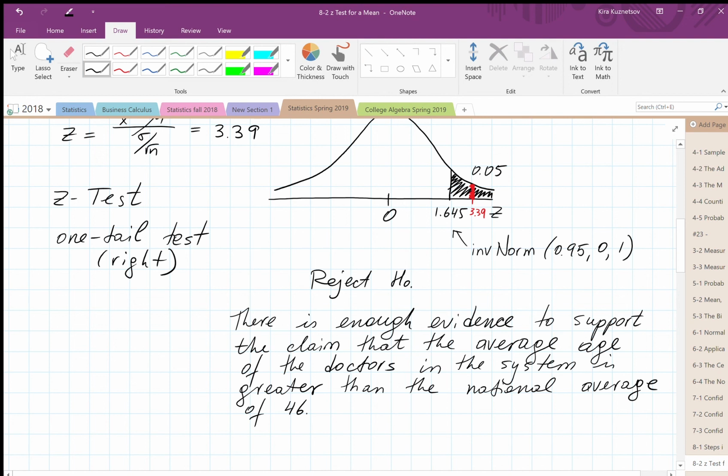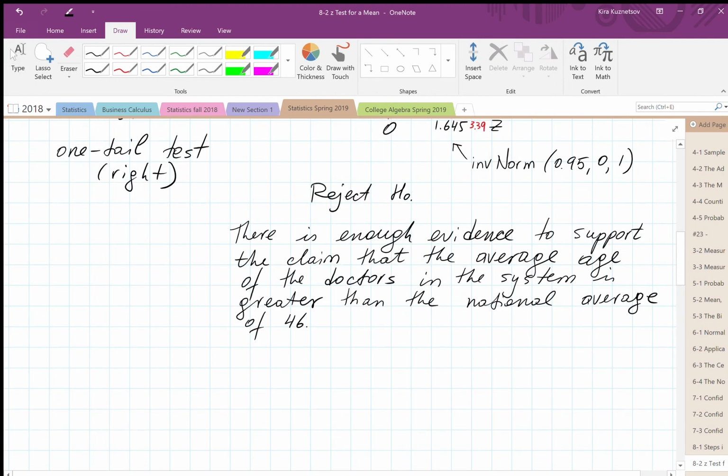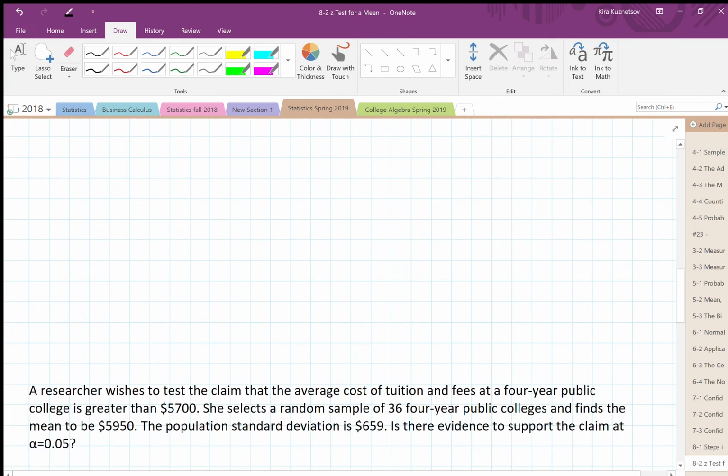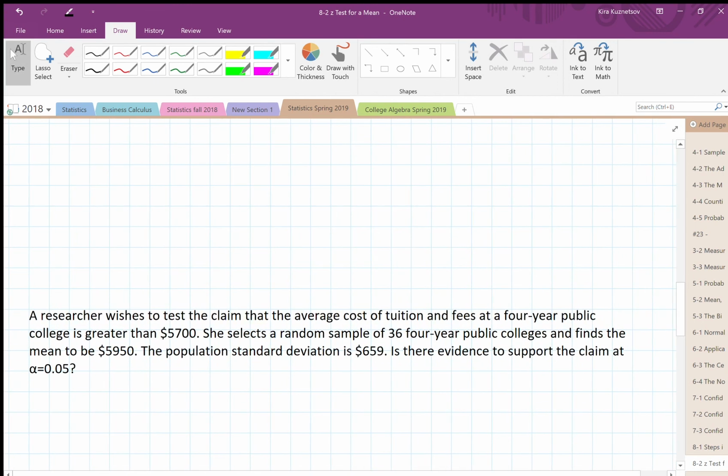All of the steps of the hypothesis test must be met. We can now continue to the next problem.